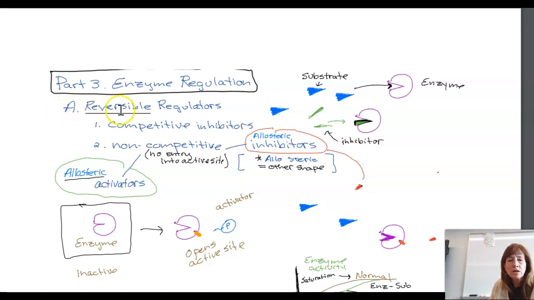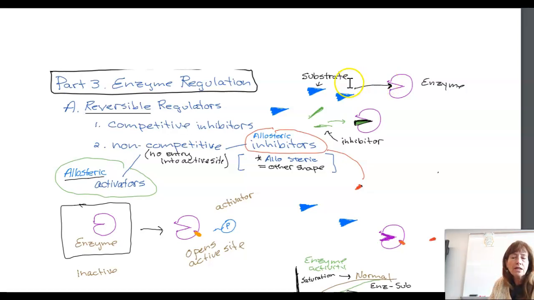So there are things which we know are reversible, some regulators that are out there that can act to either turn on or turn off an enzyme. And so we're going to see here, a first example is something called a competitive inhibitor. So if this blue triangle here is representing a substrate for this particular enzyme, we know that typically in normal situations, if we have both enzyme and substrate, the substrate is going to enter this active site, and then the enzyme is going to do something with it. So it's going to help it to break down, or maybe it's going to help it to build something else.